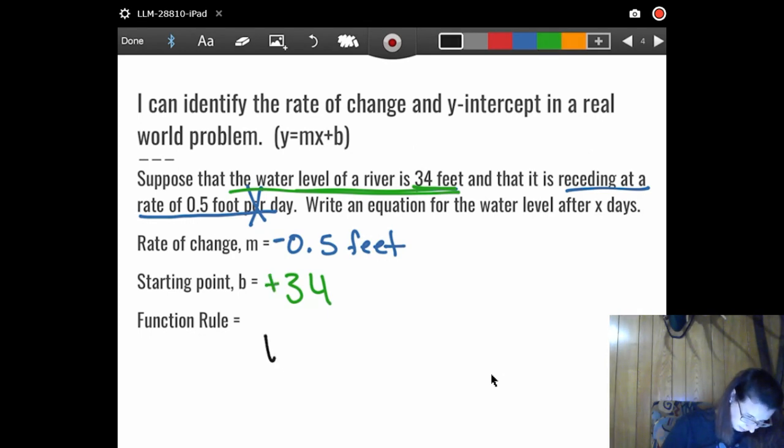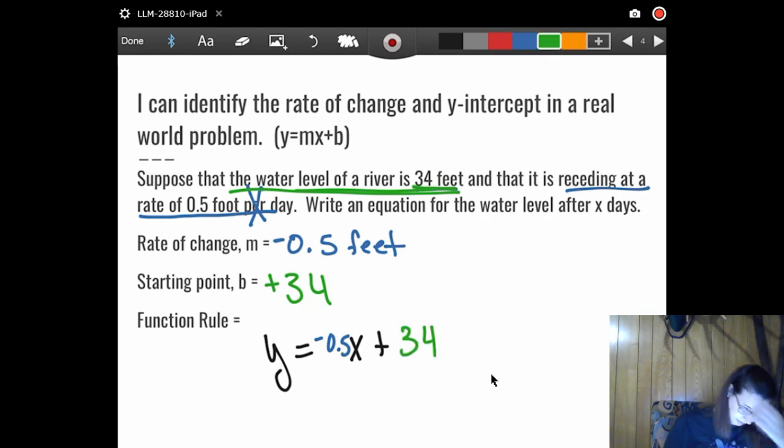So I'm going to fill out my function rule, y equals mx plus b. So my m is a negative 0.5 and my b is a positive 34.